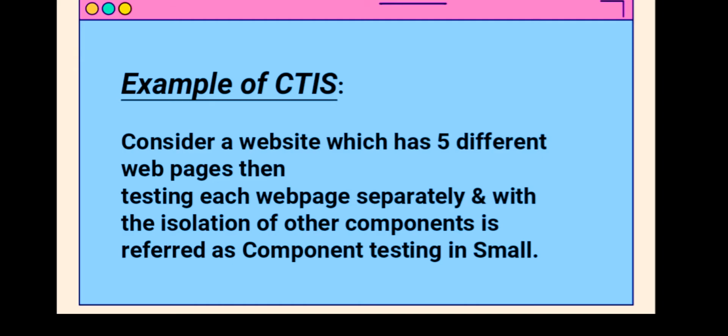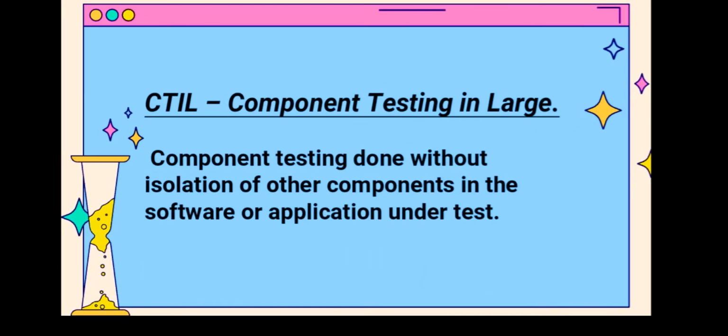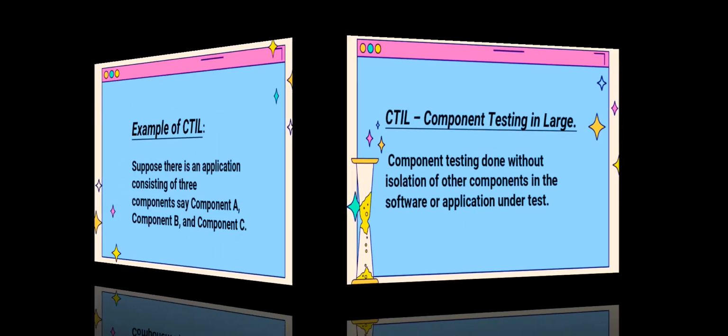Example of CTIS. Consider a website which has 5 different web pages. Testing each web page separately and in isolation from other components is referred to as component testing in small. Component testing in large, or CTIL, is component testing done without isolation of other components in the software or application under test.